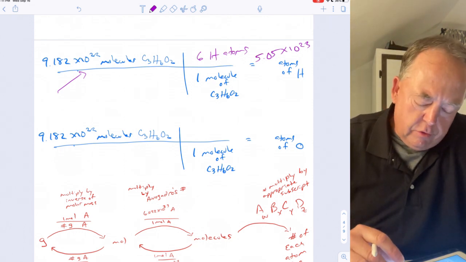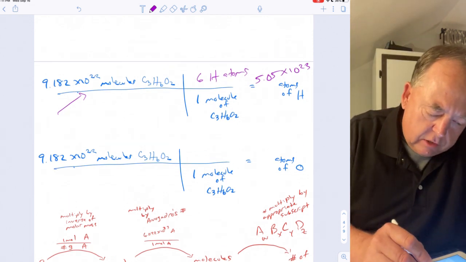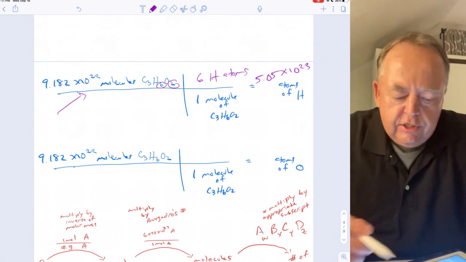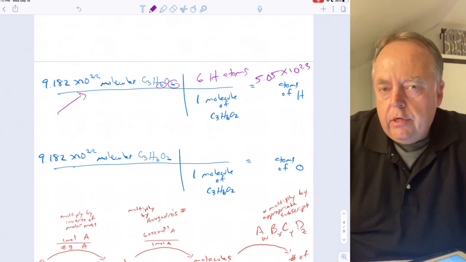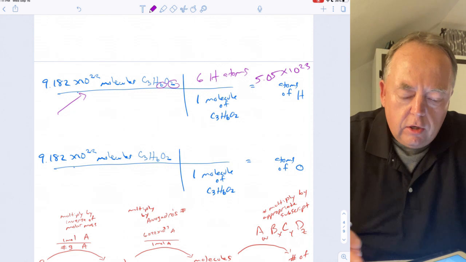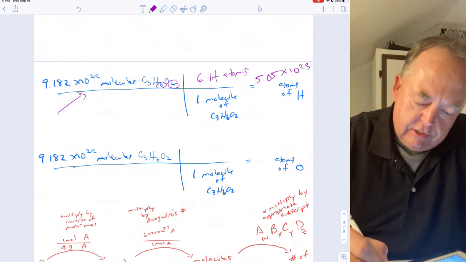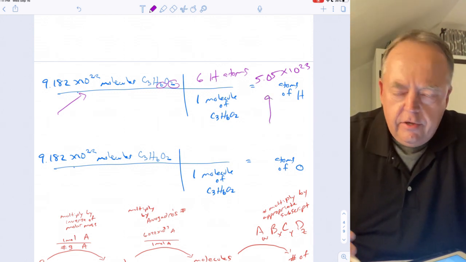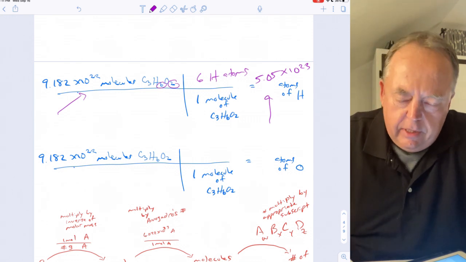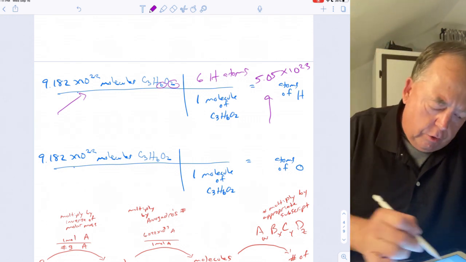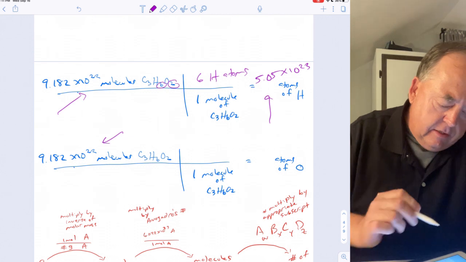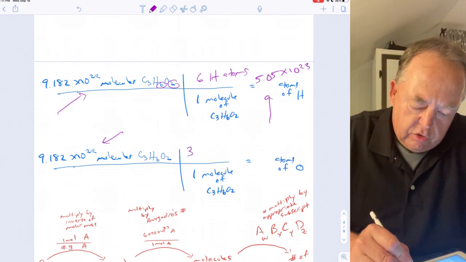And now if we wanted to do this for oxygen, if you just look at the ratio, hydrogen to oxygen is a 3 to 1 ratio. So there's a third as many oxygens as there are hydrogens. So if you have that number in your calculator, you could just divide it by 3, and that would be how many oxygens there are, right? Or you could go back to the beginning, that many molecules, and now there's 3 atoms.